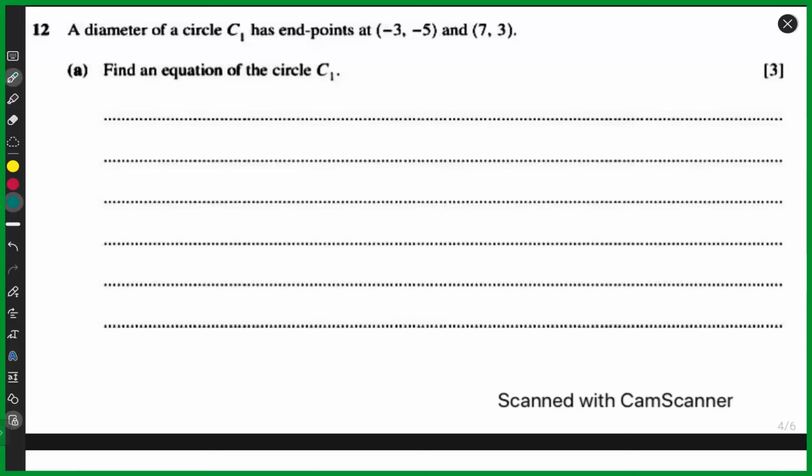The midpoint is (2, -1). And the equation will be (x minus 2) squared plus (y plus 1) squared is equal to 41, I think. Yes, very good. Well done. That's correct. I'll just wait for another minute, just so Rafa is able to complete his working as well, and then we'll talk about it.